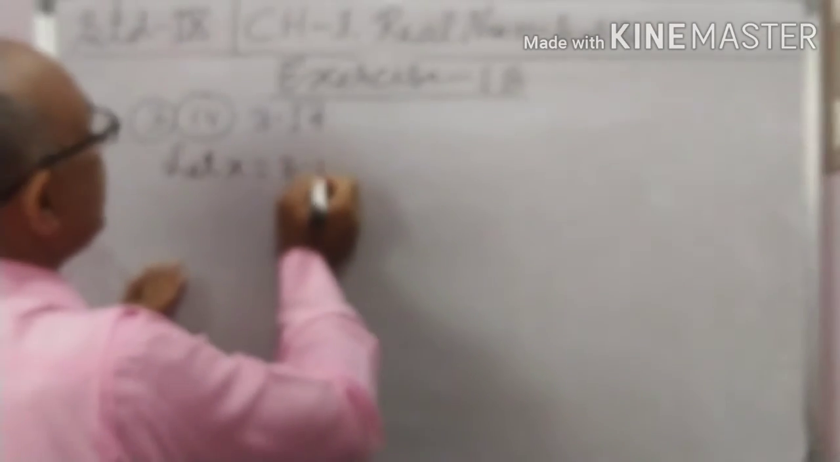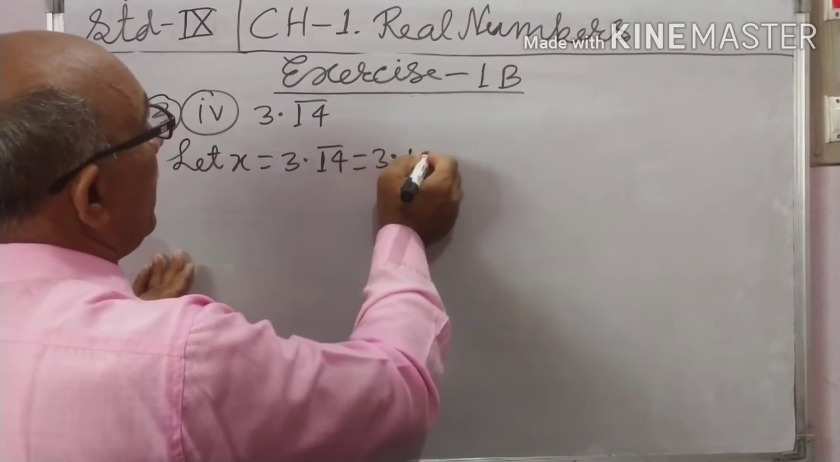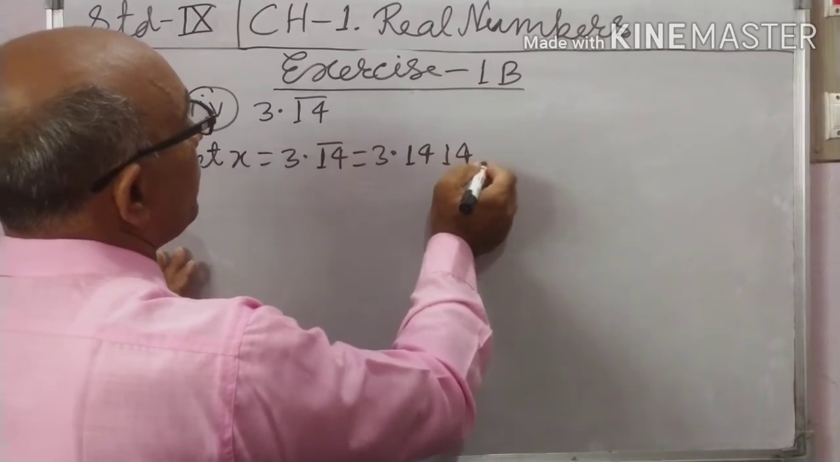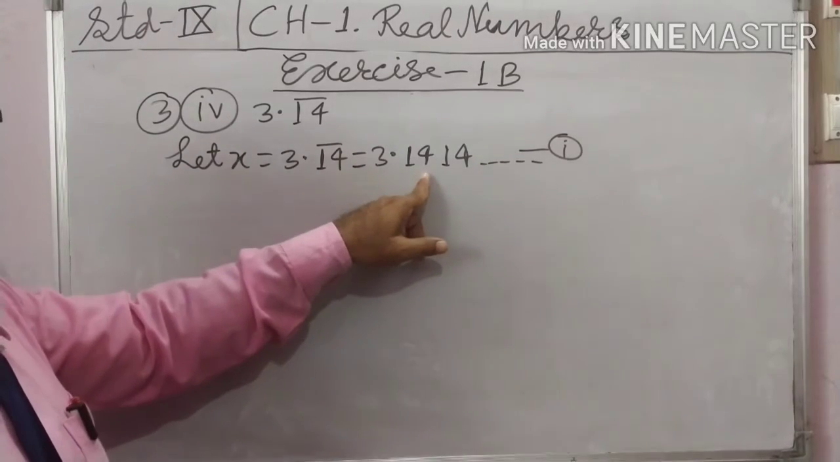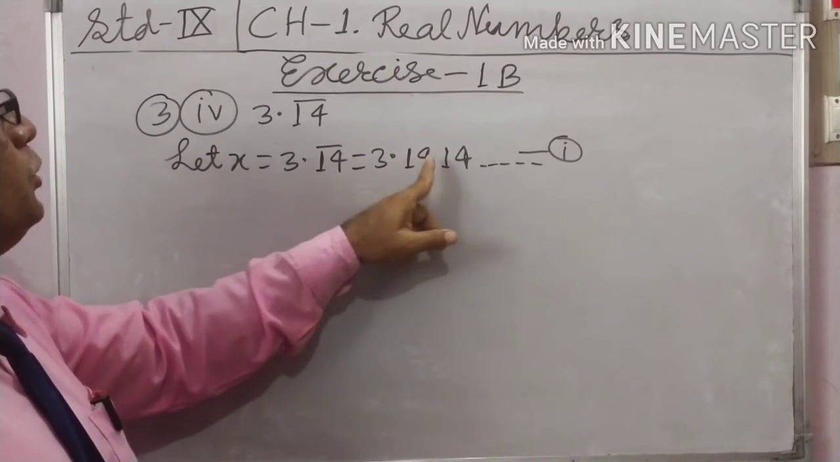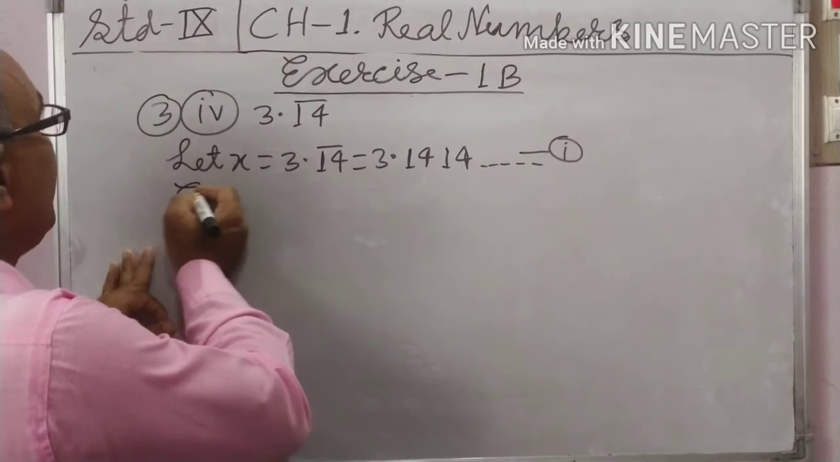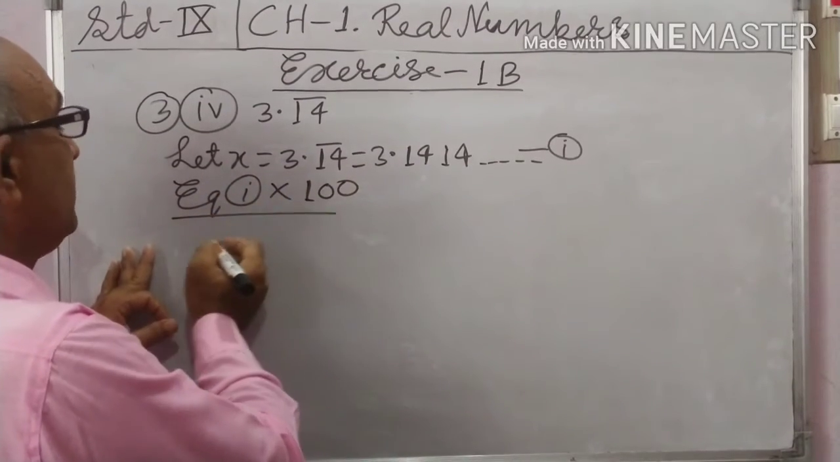3.14 bar. Here the length of the period is 2. Let x equal to 3.14 bar, that means 3.14 dot dot dot. It is equation 1. Now the change is plus 2 places. So equation 1 multiply by 100. Equation 1 multiply by 100.